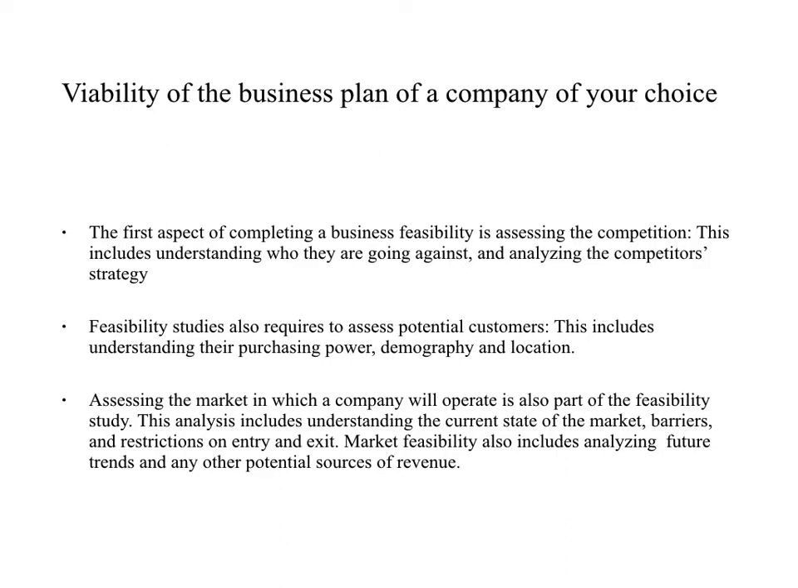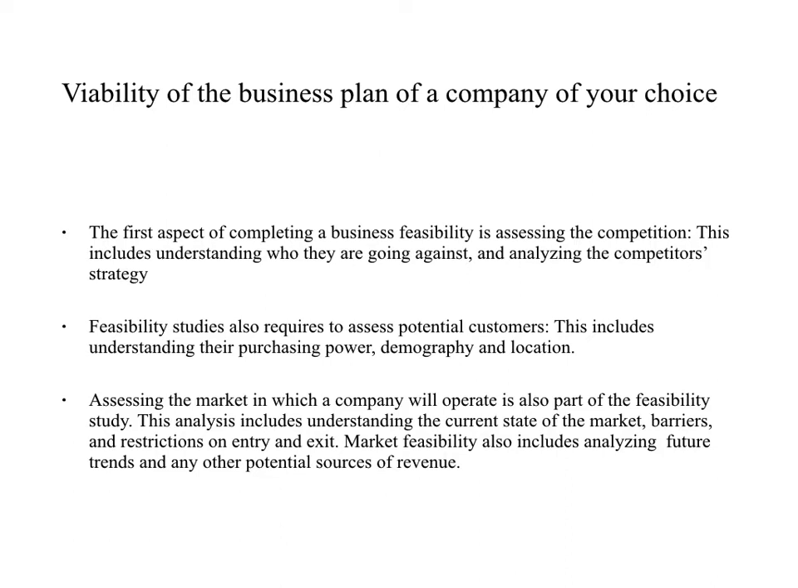A feasibility study also requires the entrepreneur to analyze and assess their potential customers. When you want to start a business, you need to sell the products or services that you have. So it's crucial to understand the demography, their purchasing power, how much available income they have, and in what location you are going to set up the business. If you're opening a restaurant, you'll maybe want your location in a busy area. That's an example.